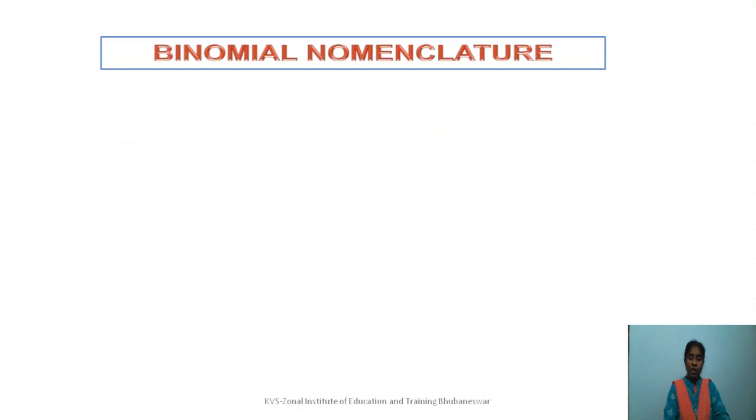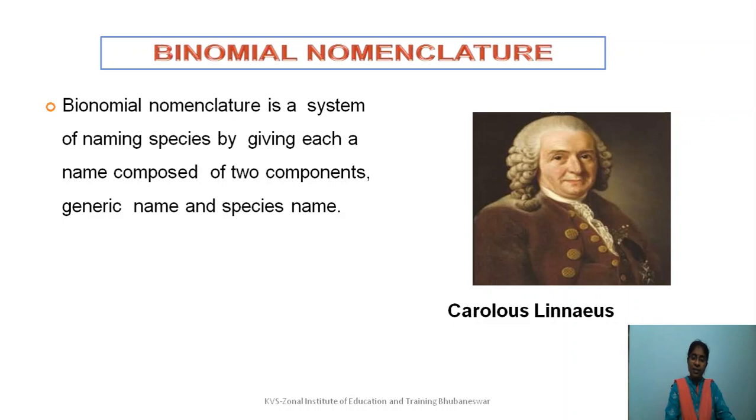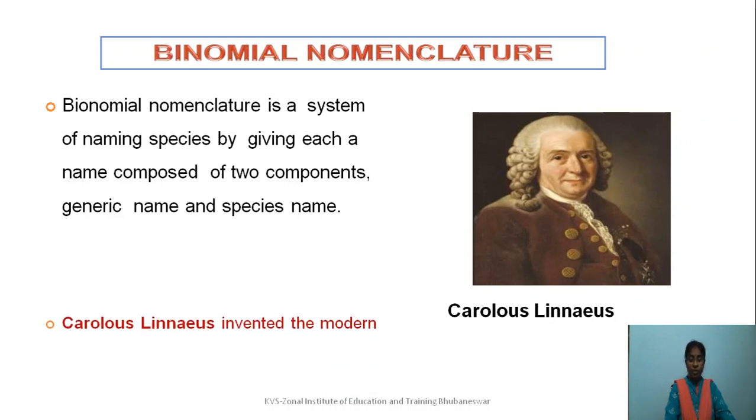Now, binomial nomenclature. Nomenclature, we know, is naming an organism, and the word binomial means two names. You can identify this picture. It is nothing but Carolus Linnaeus, and he is the person who gave binomial nomenclature. So binomial nomenclature is a system of naming species by giving each a name composed of two components, the generic name and the species name.